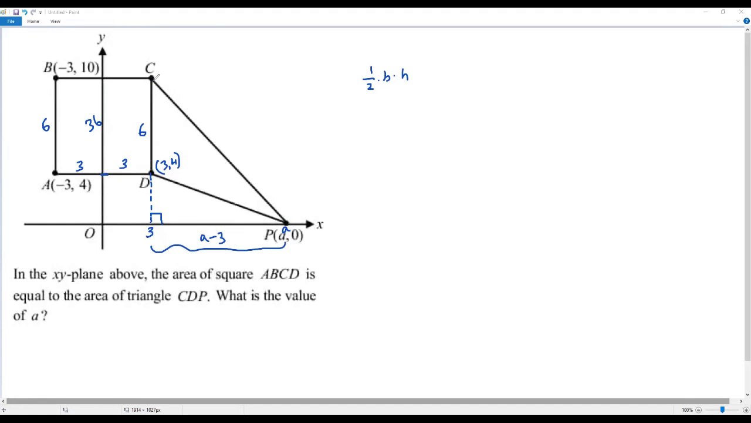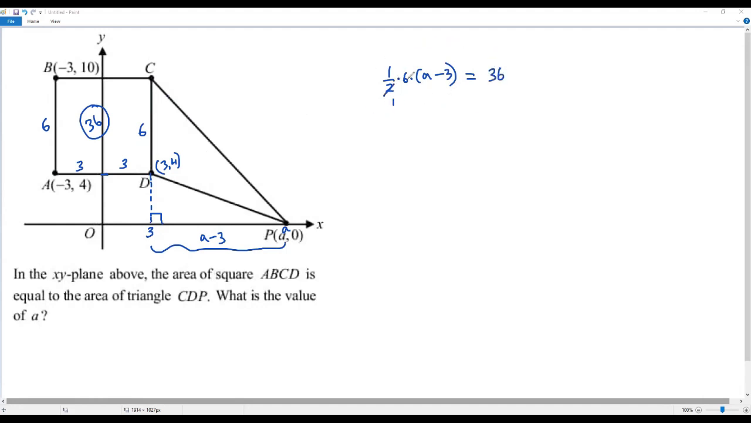Already we have the base of the triangle, CD. Its length is 6. Now let's get the area of the triangle CDP, that is 1/2 times base times height, where the base is 6 and the height is A -3. So this is the area of the triangle CDP. According to the question, the area of this triangle CDP is equal to the area of the square ABCD. Already we have the area of the square, that is 36. So the area of the triangle CDP equals the area of the square, 36. Now we have to solve for A in this equation.